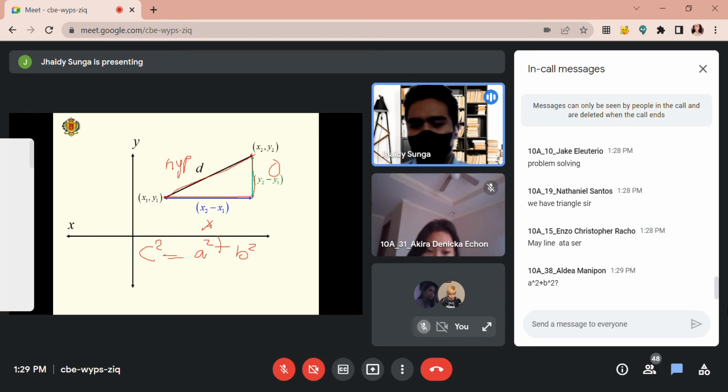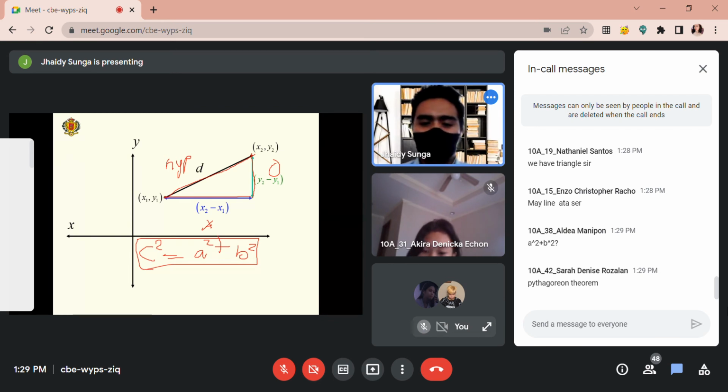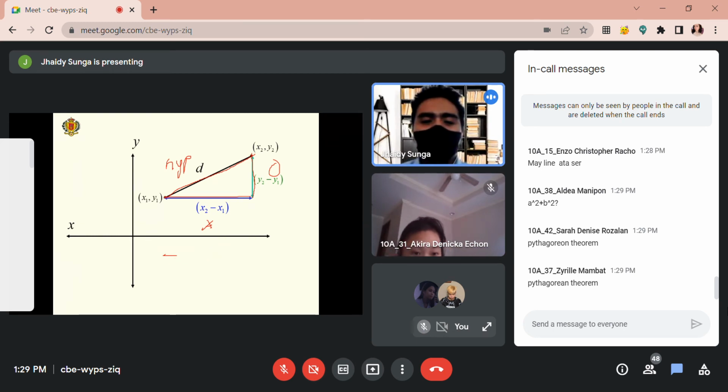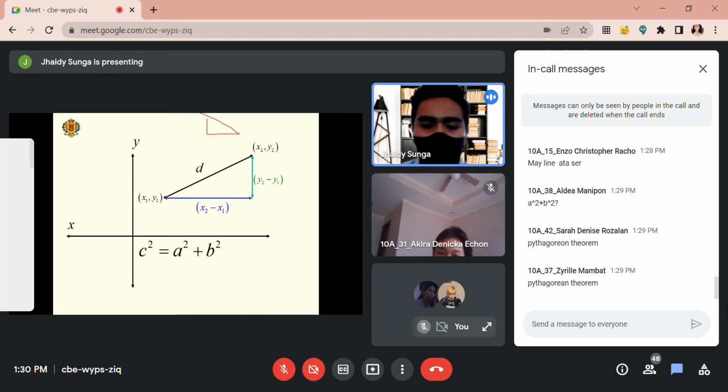From this formula, what do you call it? The Pythagorean theorem, right? We call it the Pythagorean theorem once we have a right triangle. So you should always remember that when we deal with geometry, if we have a right triangle, we always have the Pythagorean theorem.